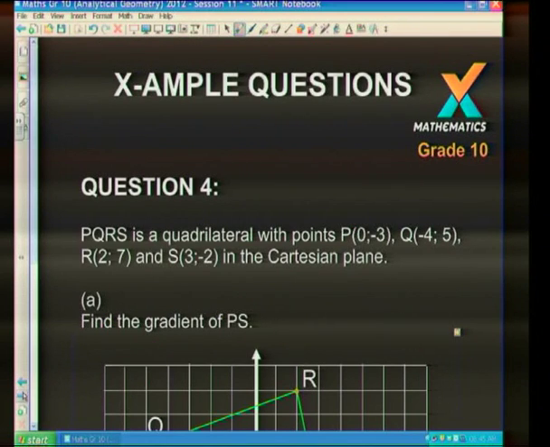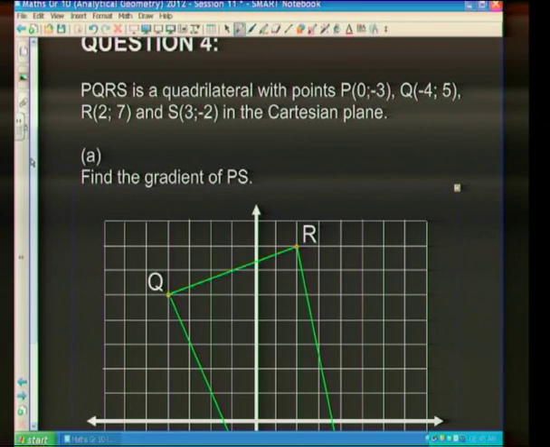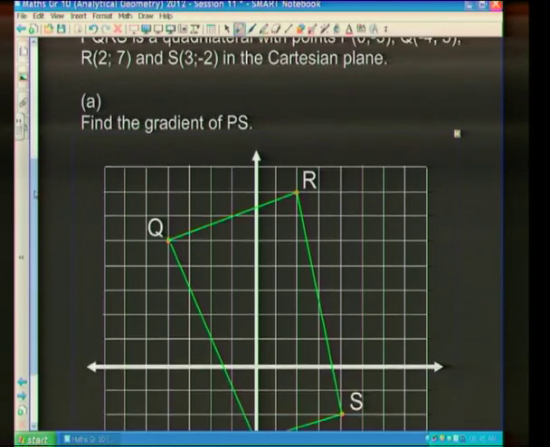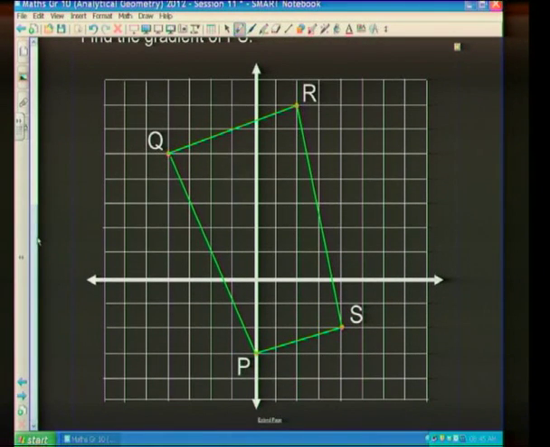Let's have a look quickly at the sort of question that can be asked to see whether we know what to do with our gradients. We'll have a look at question 4. It says PQRS is a quadrilateral, that's a four-sided figure, with points P(0; -3), Q(-4; 5), R(2; 7), and S(3; -2) in a Cartesian plane. Our first question is to calculate the gradient of PS.